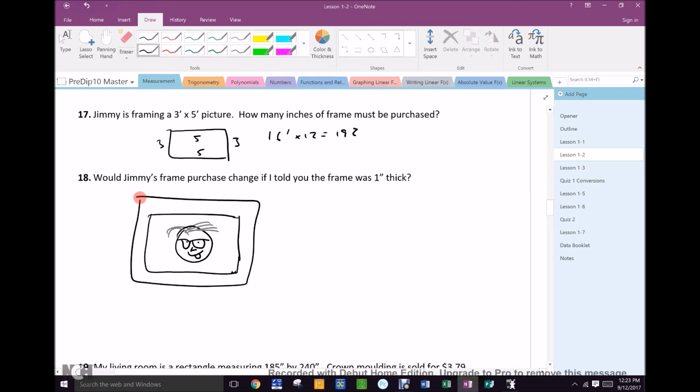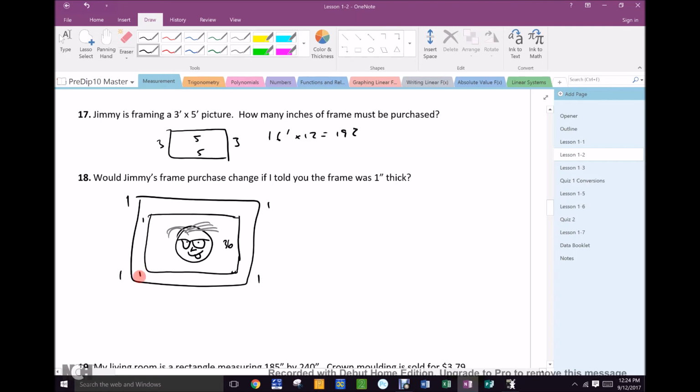So how much frame do I have to buy? No. 196. Why? Oh, that's for the corners. I need an inch all the way around, don't I? This was 36 inches, yes? But my frame is an inch thick. So 1, 1, 1, 1, 1, 1. Everybody with me?